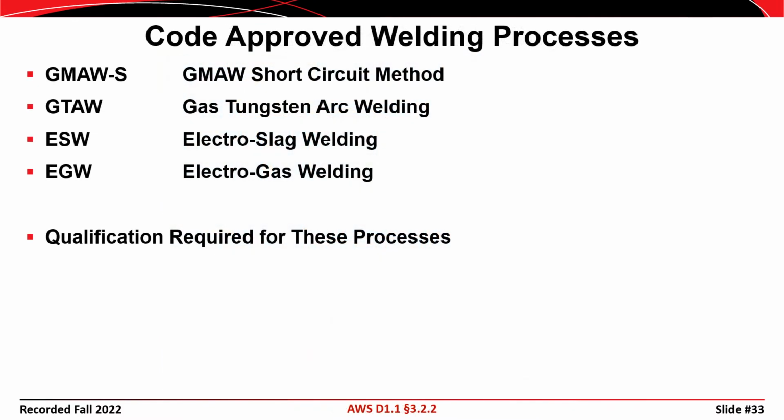Okay, there are other examples of code-approved welding processes. You have gas metal arc welding using the short circuit method, and frankly, I don't know too much about that. You can have gas tungsten arc welding, and I think this is also referred to as TIG welding, but again, I'm not too familiar with that. And then you have electro-slag welding and electro-gas welding as well. Now, qualification is required for these processes. These aren't pre-qualified like the other four processes were.